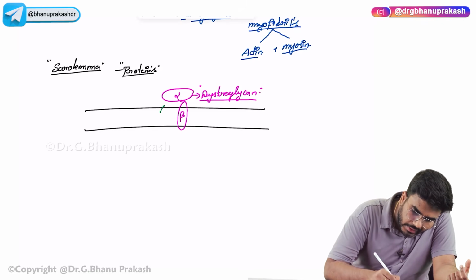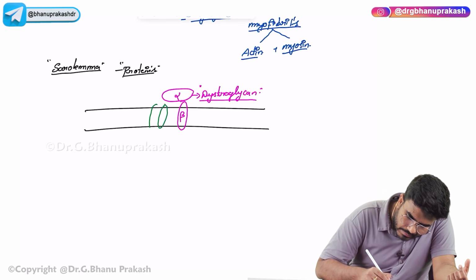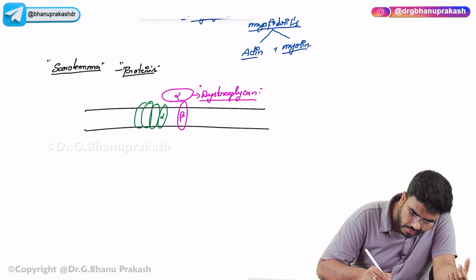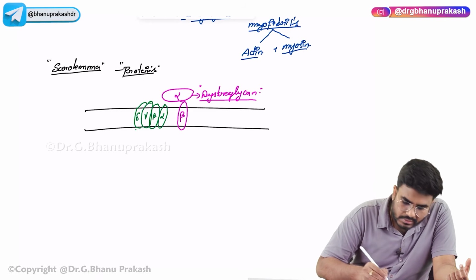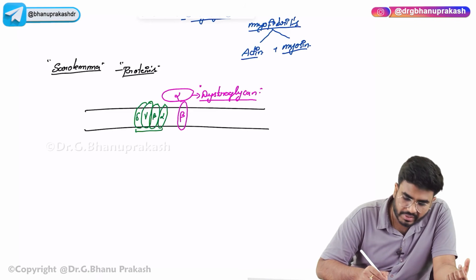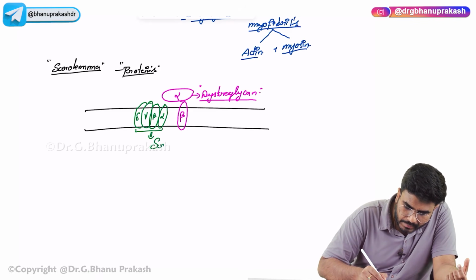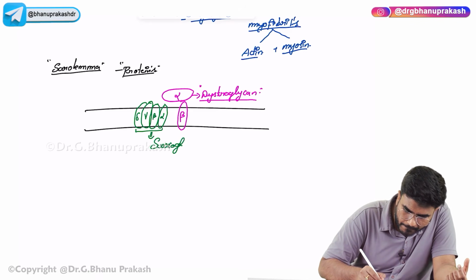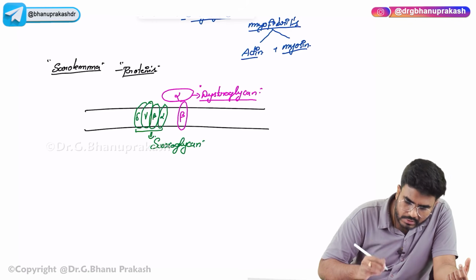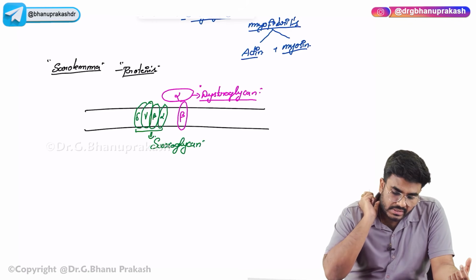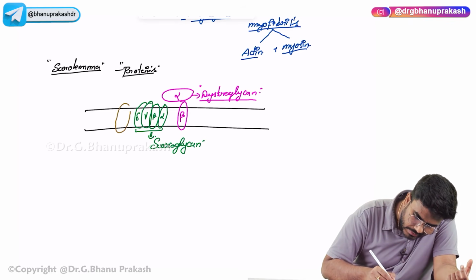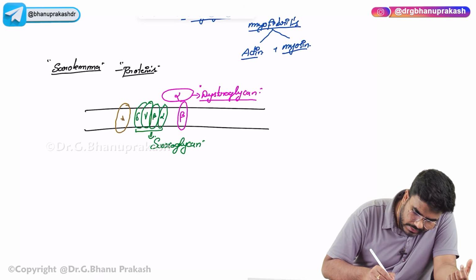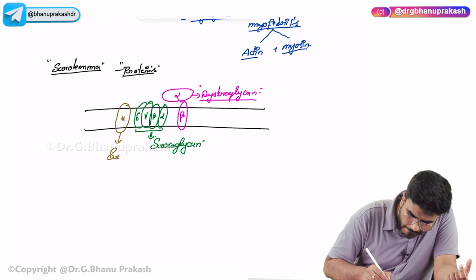The next protein which I am showing here in green color consists of different subunits. This protein, also present in the muscle cell membrane, is called sarcoglycan. So the first two proteins I have discussed are dystroglycan and sarcoglycan, and one more protein present here is called sarcospan.